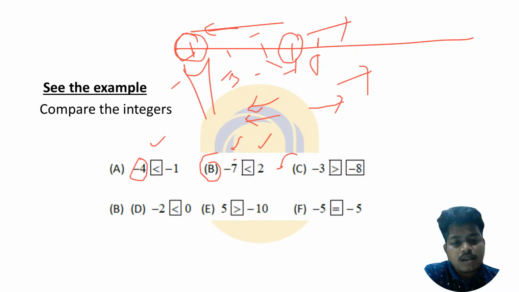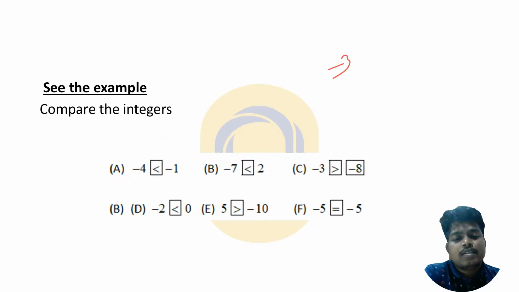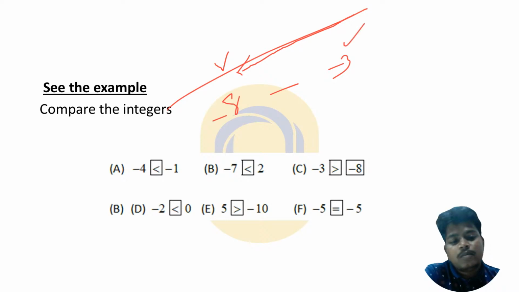Next example, -3 and -8. We can say -3 is greater than -8. Why? Now -3 is present at the right of -8. If you draw the number line, this is the number line. If you go leftward, we will get -8. So the left side number is always smaller, the right side number is always greater. The greater number is -3. So option C for question number four.